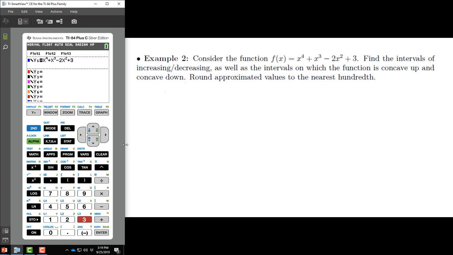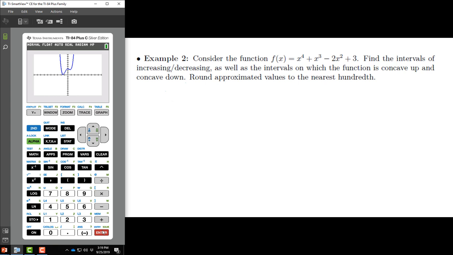And then let's just start by looking at your standard -10 to 10 window. I could hit graph if that was the last window I looked at, but you can also hit zoom standard, and that will give you the -10 to 10 window. With that, I can see the graph pretty well.